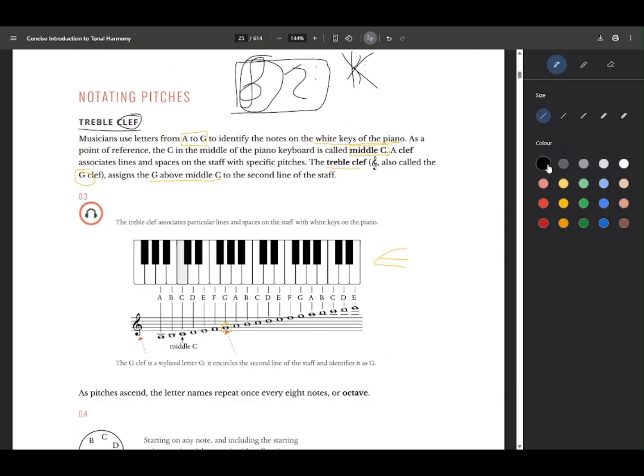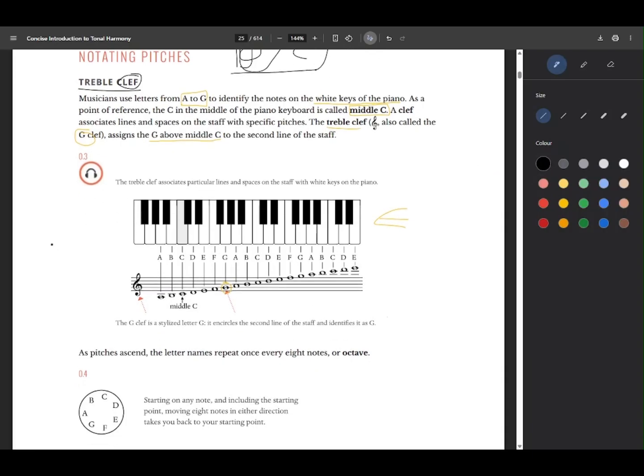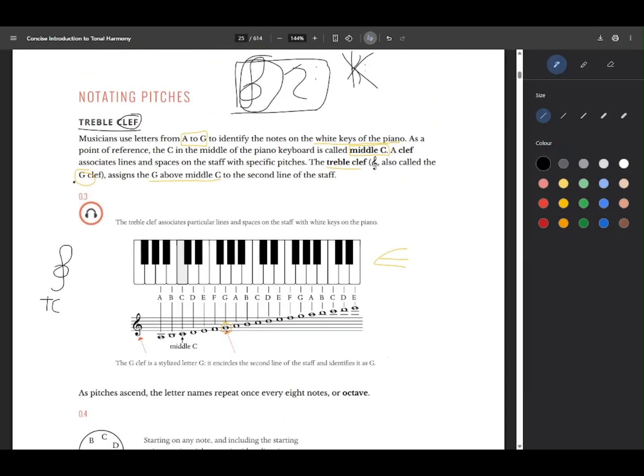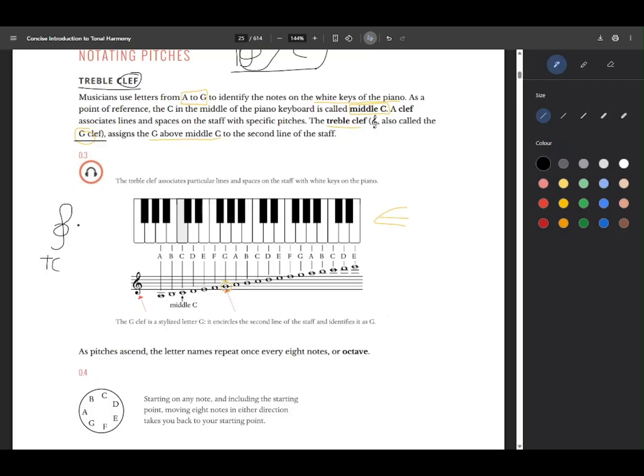So, what is our treble clef? Well, this here that I will attempt to draw, is our treble clef. TC, treble clef. It is also called the G clef because if you squint your eyes, it kind of looks like a very fancy G. You have to squint quite hard for that.